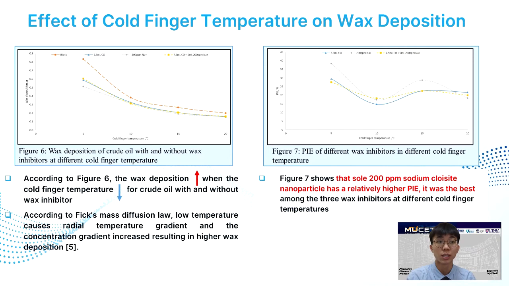For different cold finger temperatures using the best concentrations obtained before, according to Figure 6, the wax deposition will increase when the cold finger temperature decreases, for crude oil with or without the chemical inhibitor. According to Fick's law of diffusion, the low temperature causes the radial temperature gradient and the concentration gradient to increase, resulting in higher wax deposition. Figure 7 shows that sole 200 ppm sodium chloride nanoparticle has a relatively higher PIE than the other chemical inhibitors, so it was the best chemical inhibitor in the study.